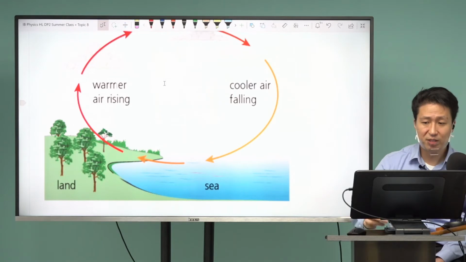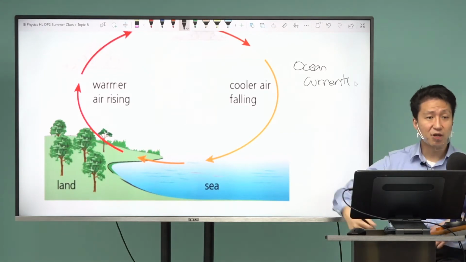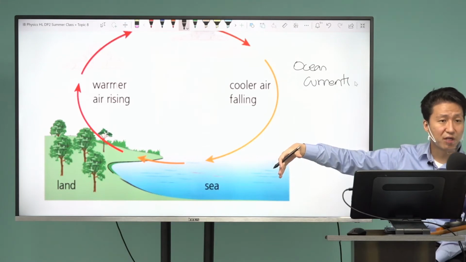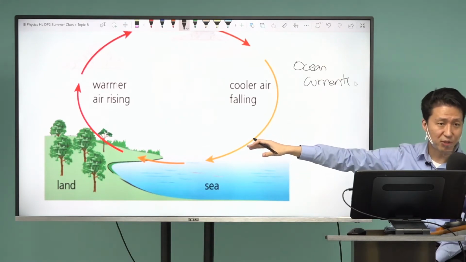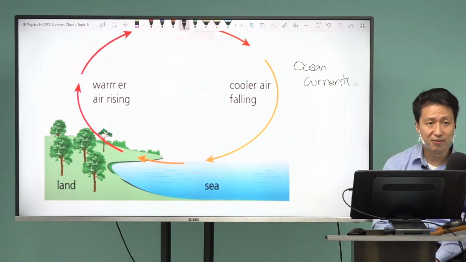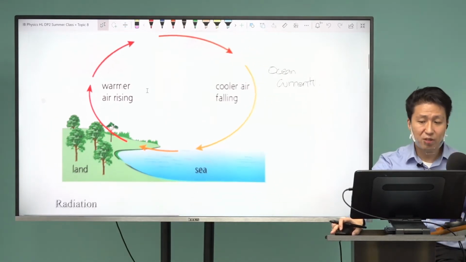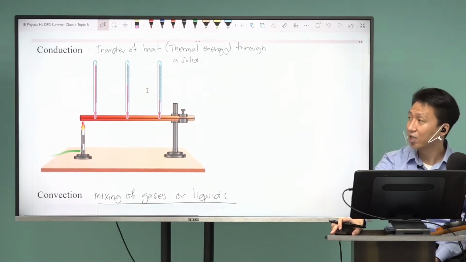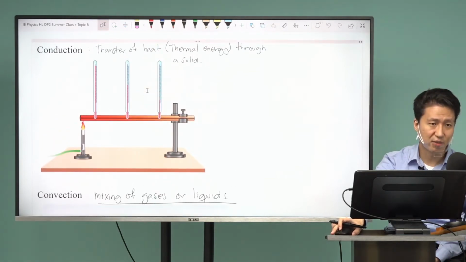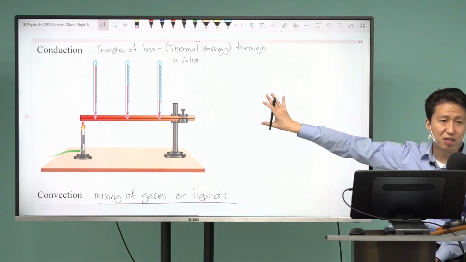Another would be ocean currents. There are hot ocean currents that come from the equator and they move up or down the oceans, particularly the Atlantic Ocean. And as they move, they transfer the heat with them to different places. These two concepts are not looked into in a lot of detail. There are equations related to these, but those equations are not studied in the IB at this level.